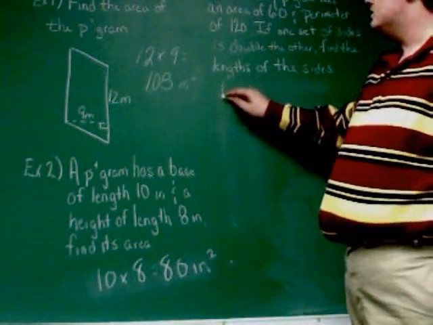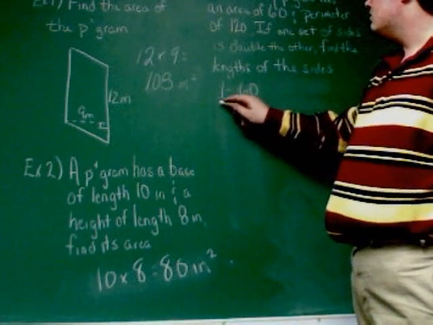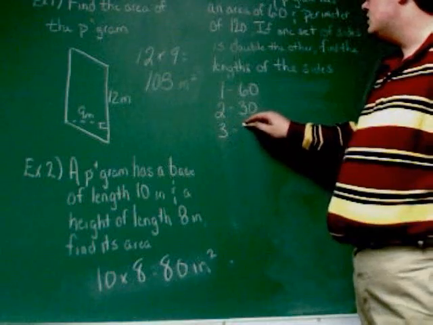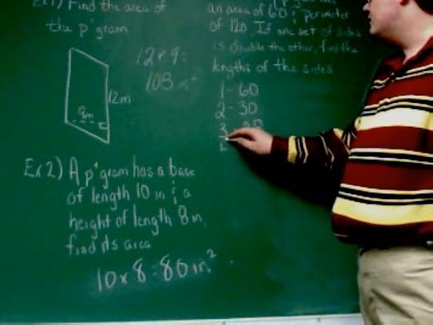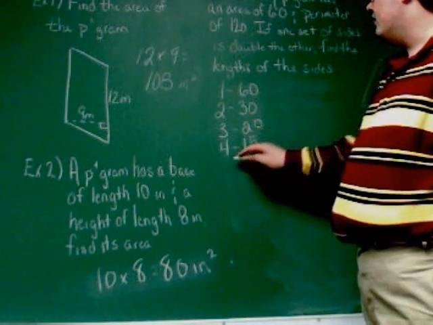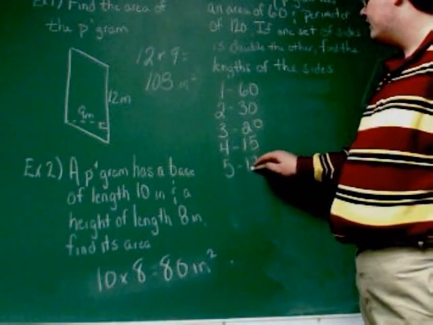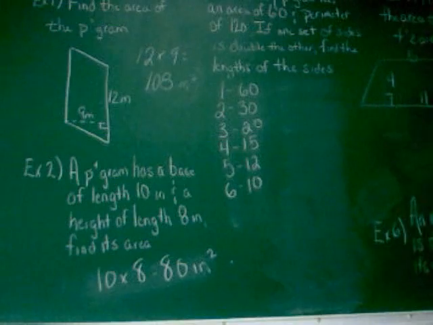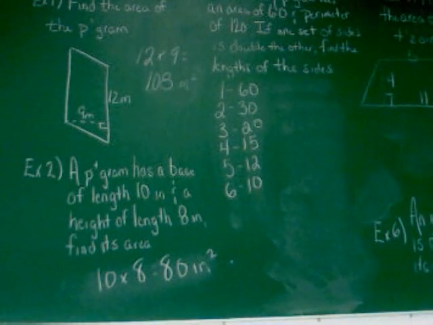So we can do 1 and 60 because 1 times 60 is 60. Could be 2 and 30. Could be 3 and 20. Could be 4 and 15. Could be 5 and 12. Could be 6 and 10. All of those multiplied together, respectively, make 60.